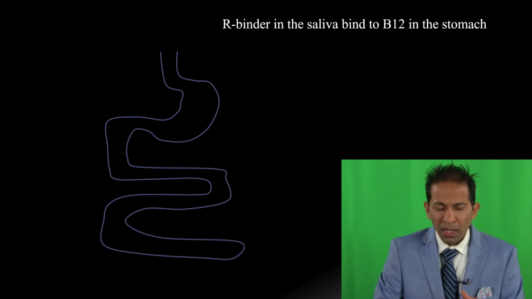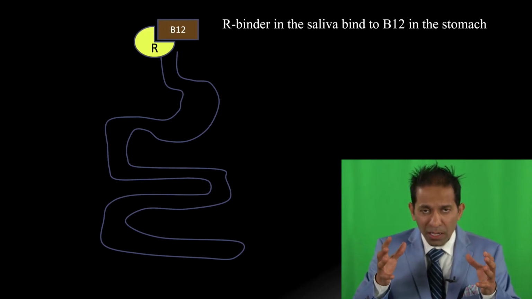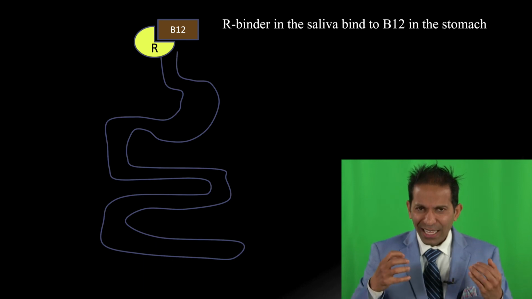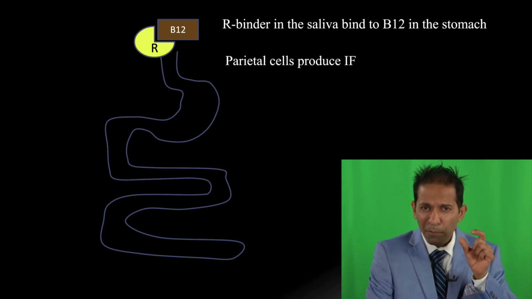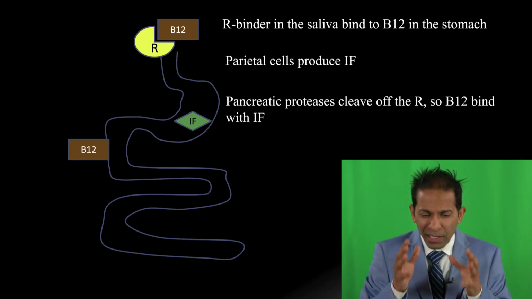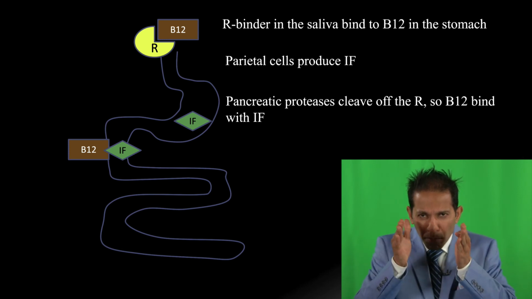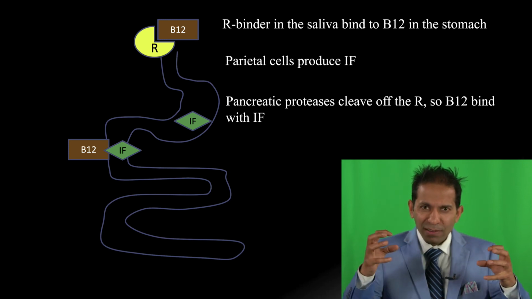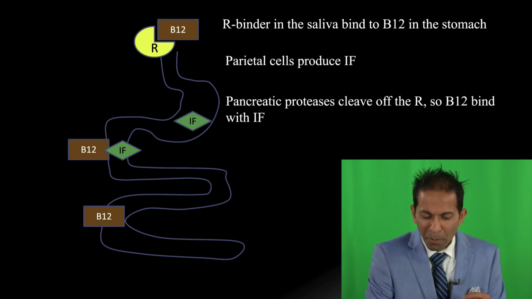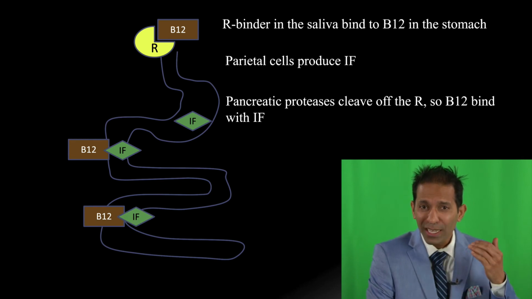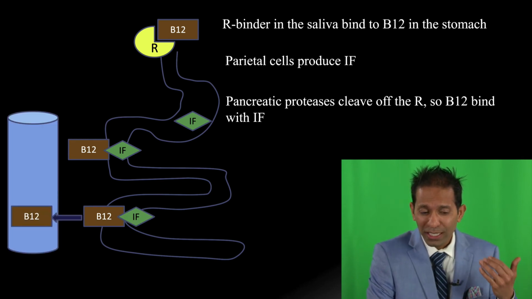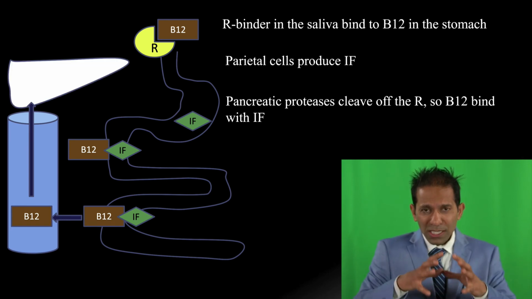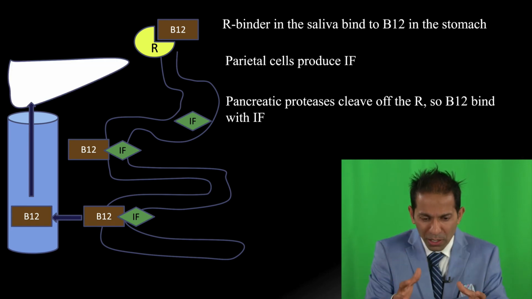So let's talk about why we checked intrinsic factor antibodies. We have R binder in our saliva which binds with B12 in the stomach. We have parietal cells in the stomach which produce intrinsic factor, and pancreatic lipase cleaves the R binder from B12 in the duodenum, and in the small intestine, intrinsic factor and B12 bind with each other, and this complex goes to the ileum. From the ileum it is absorbed into the portal circulation, and it goes into the liver. So this is the normal B12 metabolism.